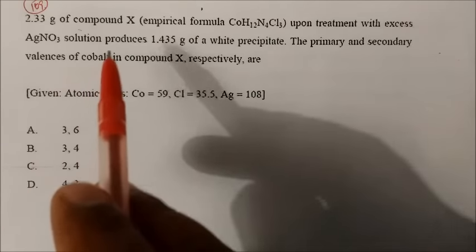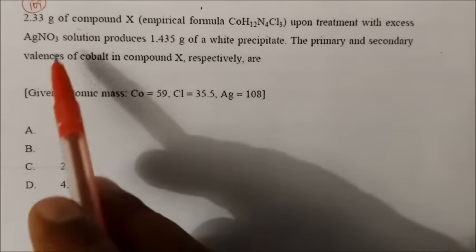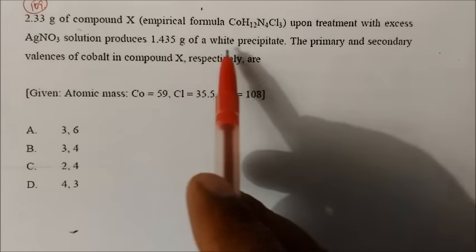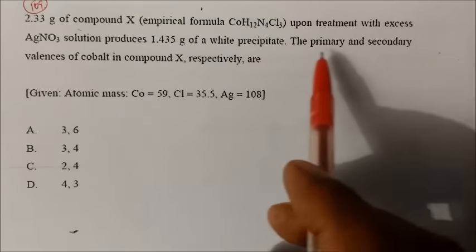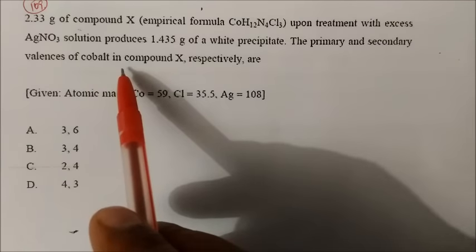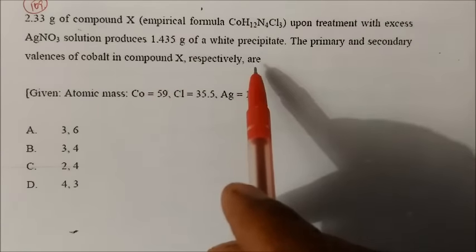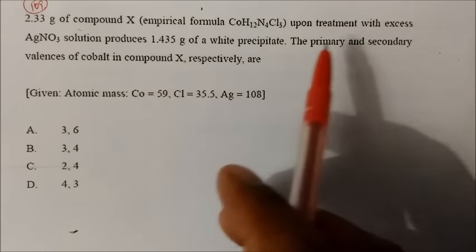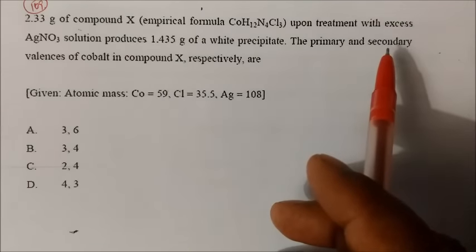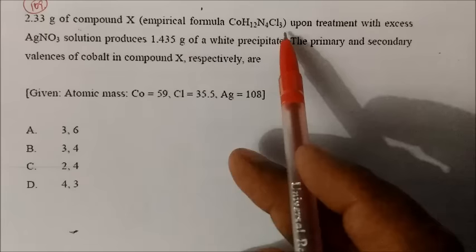2.33 gram of a compound X, empirical formula is given here. Upon treatment with excess silver nitrate solution, it produces this much gram of a white precipitate. The primary and secondary valency of the cobalt in compound X respectively are. So primary valency is the main valency, secondary valency is the coordination compound valency. This is the empirical formula of the compound.